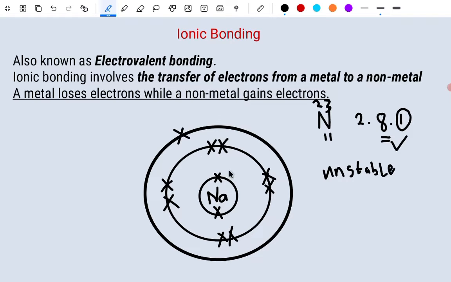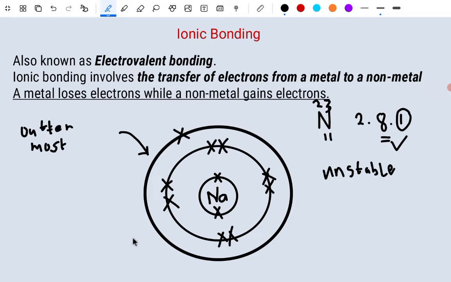So the stability of an atom depends on the electrons in the outermost shell. You always pay close attention to that outermost shell, which is this shell here, the last shell. Always pay attention to the last shell: how many electrons does it have?